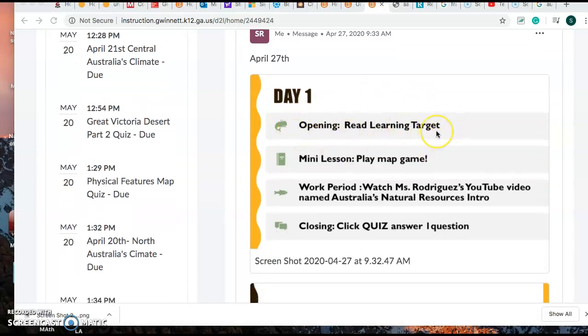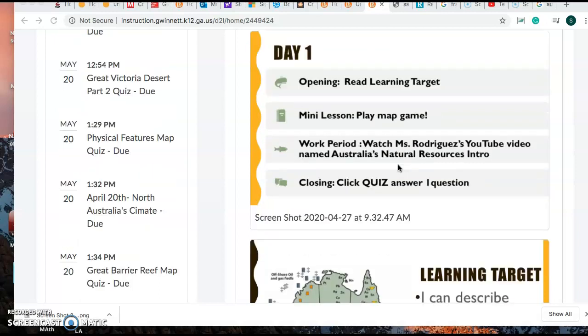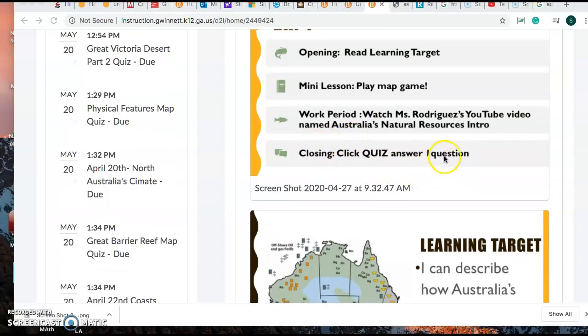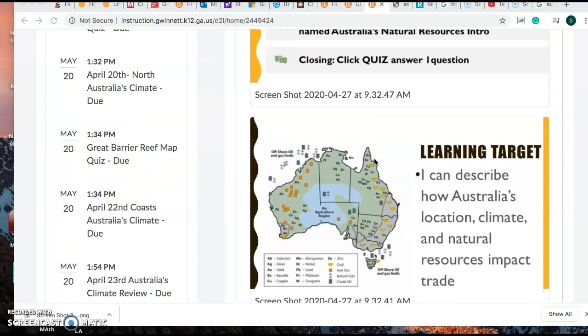For our opening, we're going to do our reading and our learning target. For our mini lesson, we're going to play our map games. And for our work period, we are going to be following along with this video and our slides. We're going to be learning about some of the natural resources that come from Australia. And to end our class period, you guys are going to be clicking your quizzes and answering a one-question quiz.